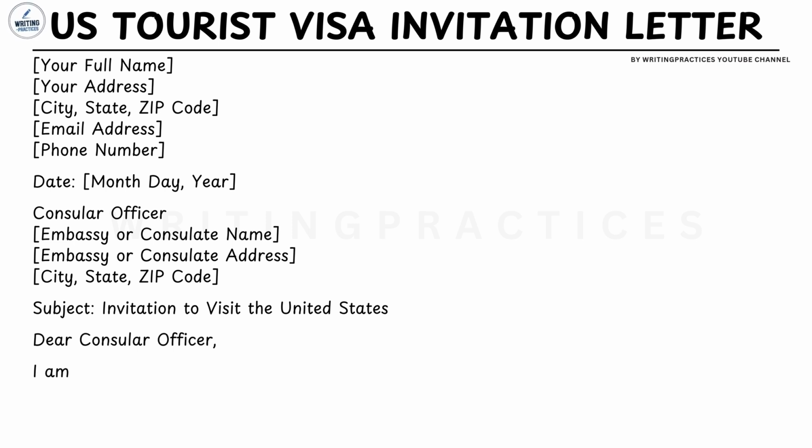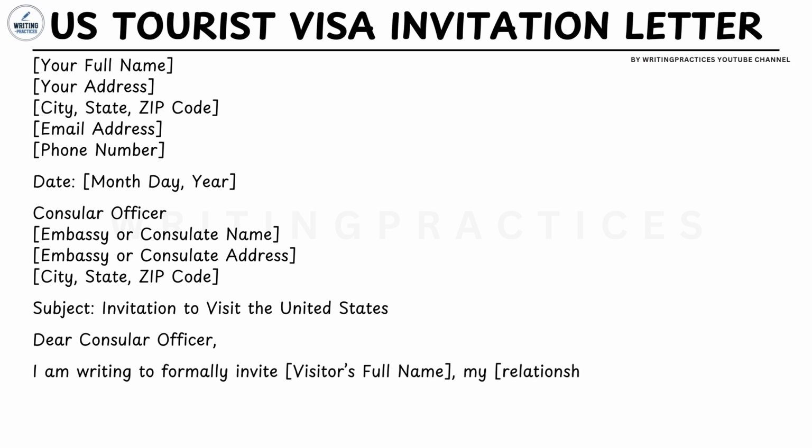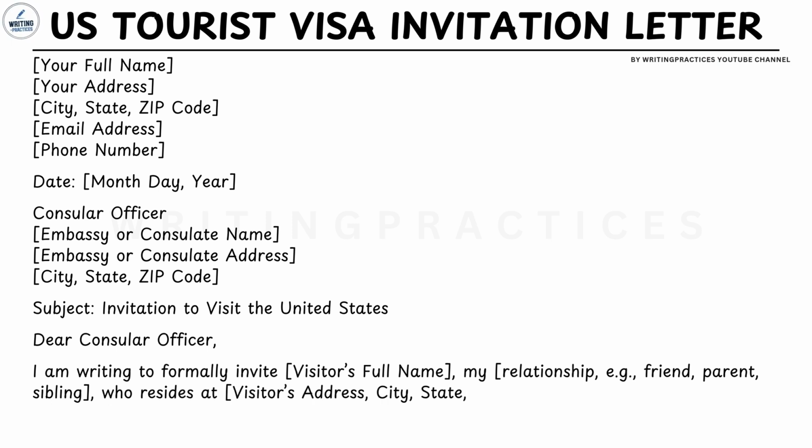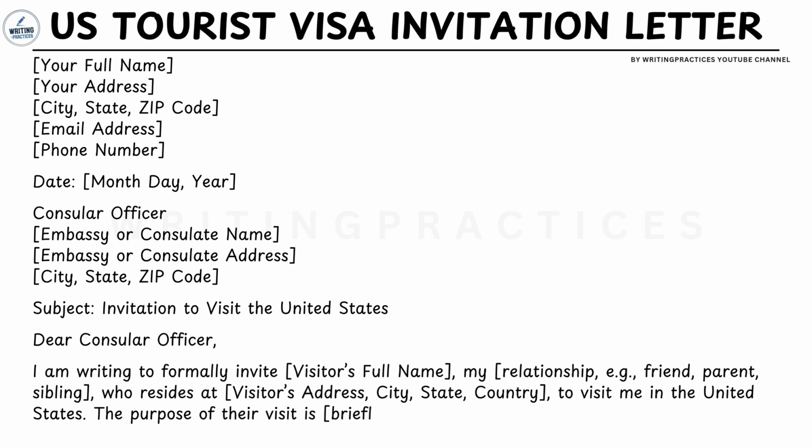Opening paragraph. Purpose of the letter. In the opening paragraph, introduce yourself and explain your relationship to the visitor. State the purpose of their visit in a concise and professional manner. For example, I am writing to formally invite visitor's full name, my relationship, such as friend, parent, sibling, who resides at visitor's address, city, state, country, to visit me in the United States.